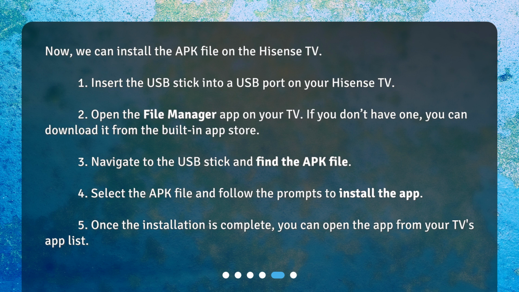3. Navigate to the USB stick and find the APK file. 4. Select the APK file and follow the prompts to install the app. 5. Once the installation is complete, you can open the app from your TV's app list.